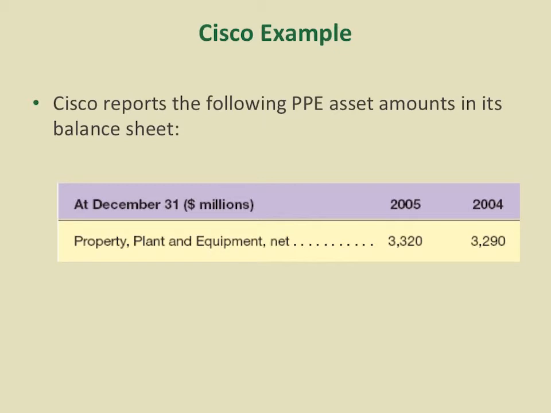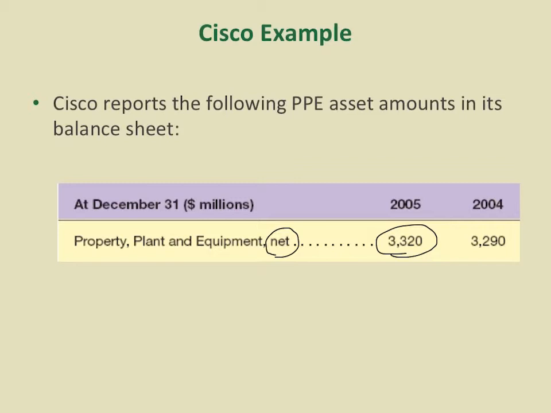So here's an example from Cisco. In Cisco's 2005 balance sheet, they disclose information related to property, plant, equipment, and particularly here, they only disclose what we call the net book value of their property, plant, equipment. For example, in 2005, net book value is $33.20 million. Okay, so there's just one line item on the face of the balance sheet.